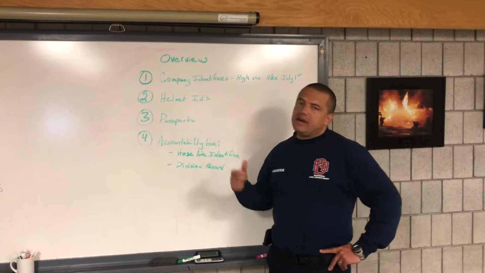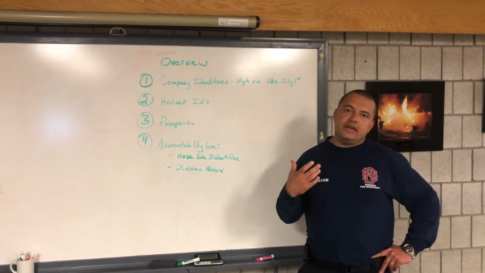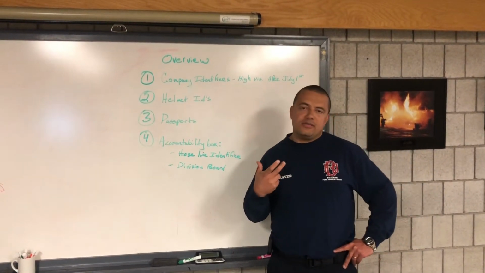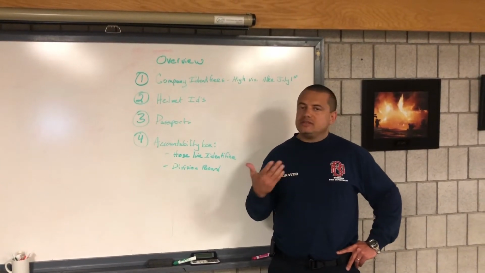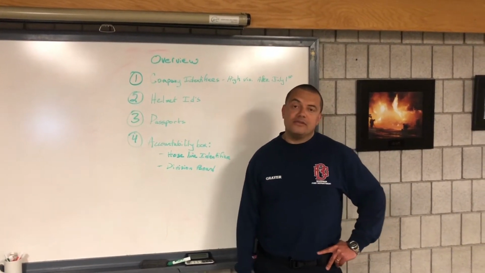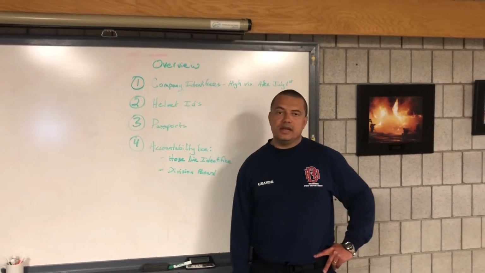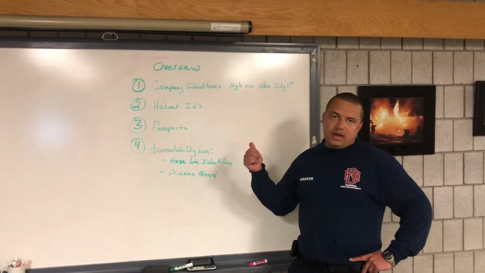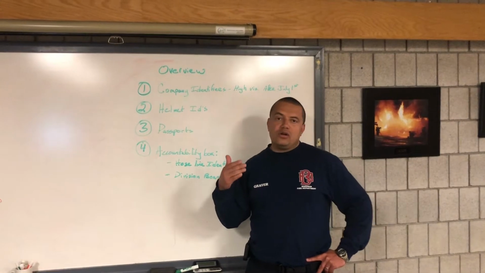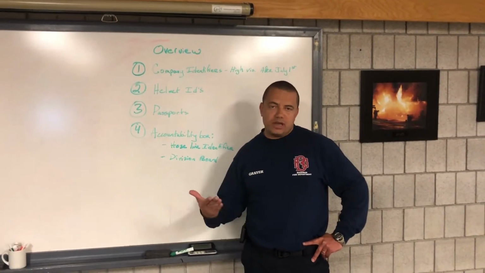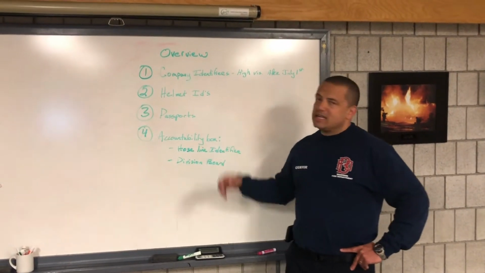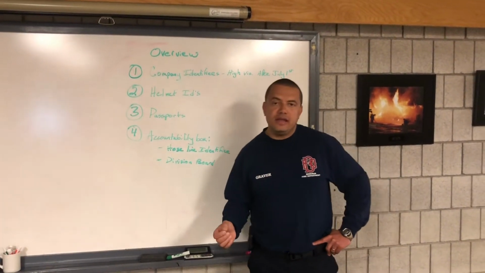A quick overview of the company identifiers: they're going to be sewn onto your harnesses. They'll be on the front and on the back, and they'll just say whatever apparatus you're coming off of, so engine 1, engine 2, truck 3, and engine 4. The helmet IDs will go on the front of your helmet and replace your numbers, and that's pretty obvious.